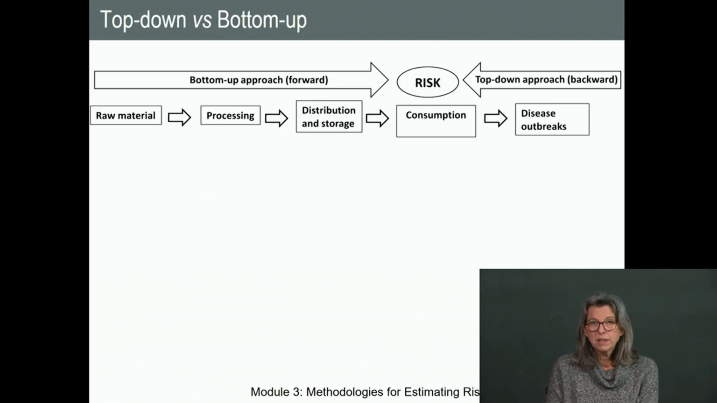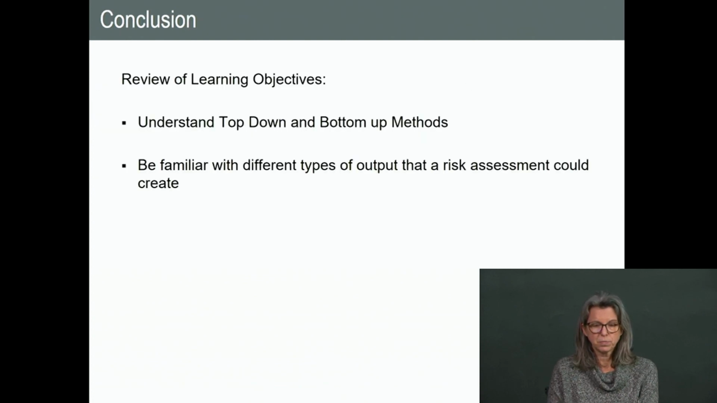So here's a quick graphic that talks about risk being in the center, and the top-down approach is taking you from diseases to understanding the risk of the consumed food, and the bottom-up approach is coming from the other side and looking at the raw materials and the processing and really building up that estimate of health impact.